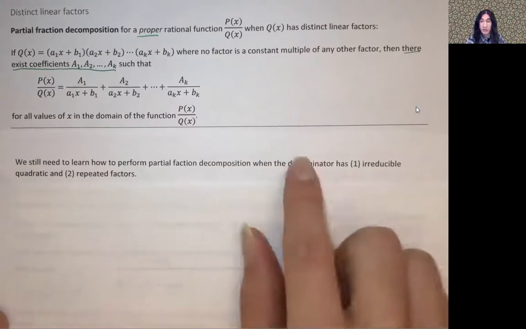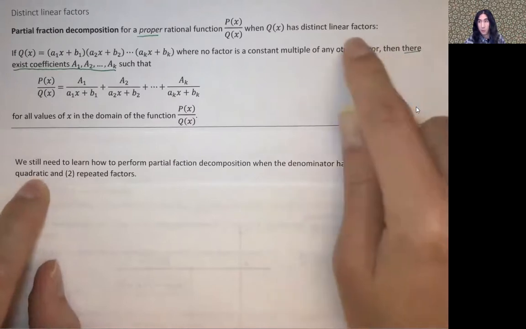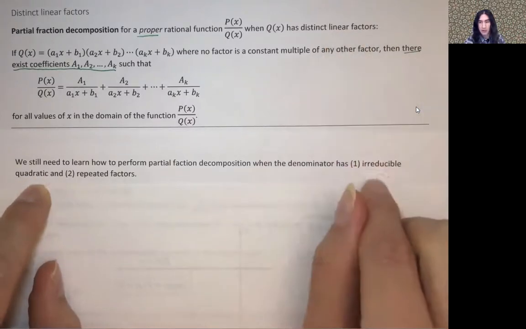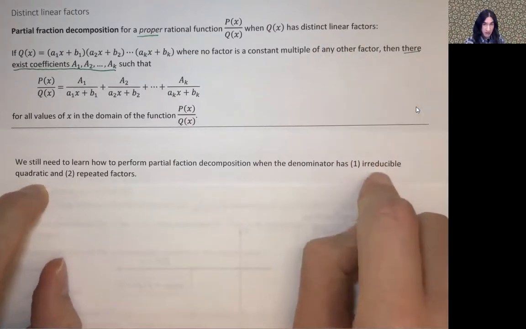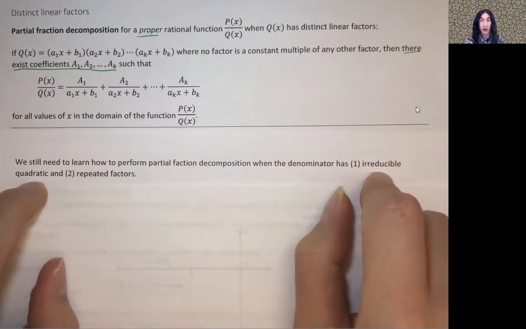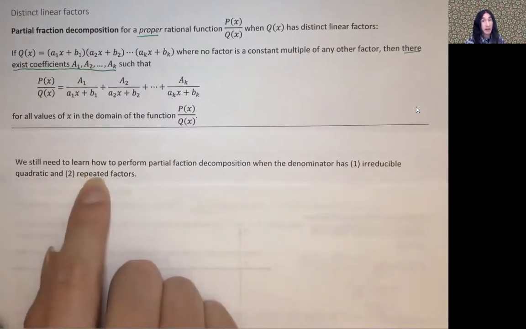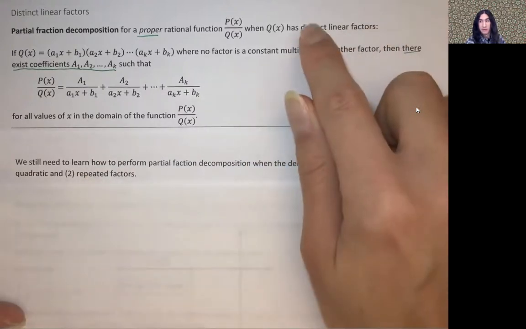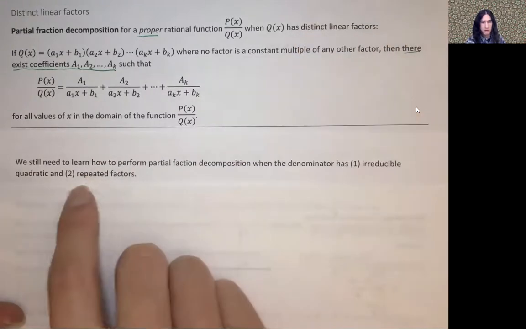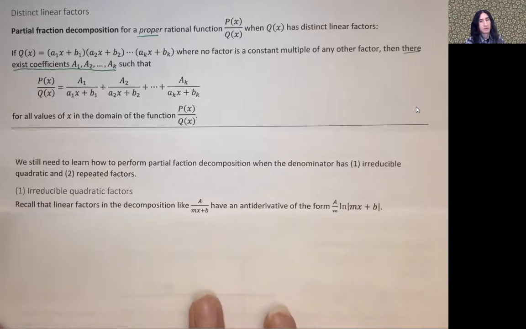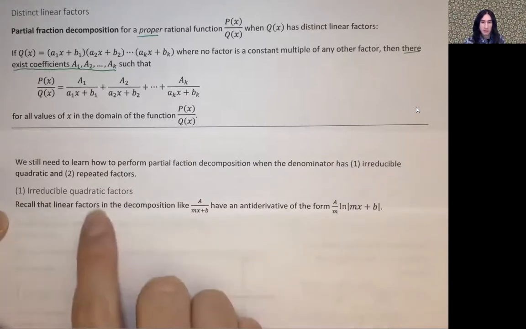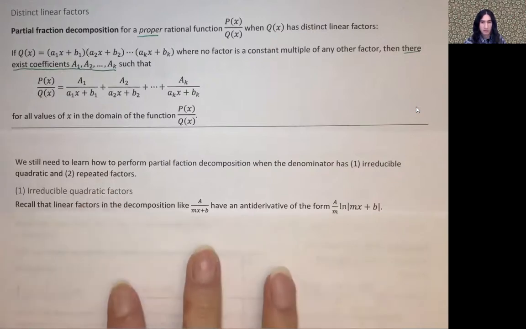So we need to decide what to do when instead of a linear factor, we have an irreducible quadratic factor. The standard textbook irreducible quadratic would be the polynomial x squared plus 1. It does not factor. And then we have to understand what to do if instead of distinct linear factors, we have repeated ones. Okay, so let's first of all look at what to do when we have irreducible quadratic factors.